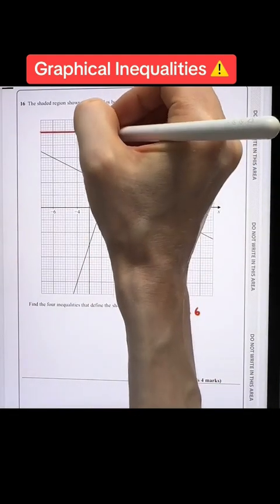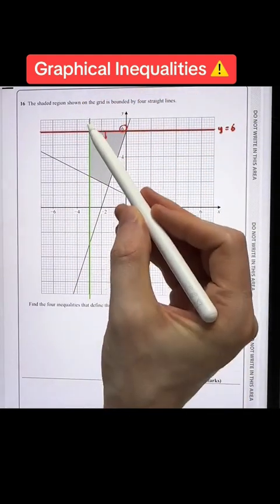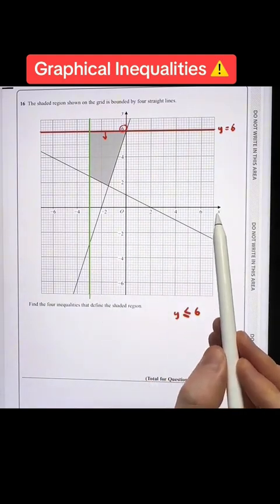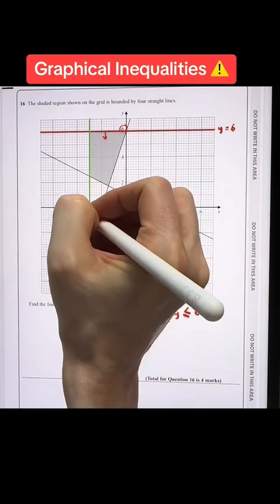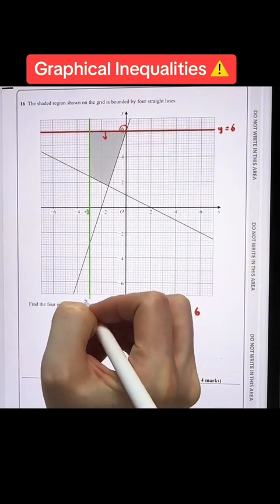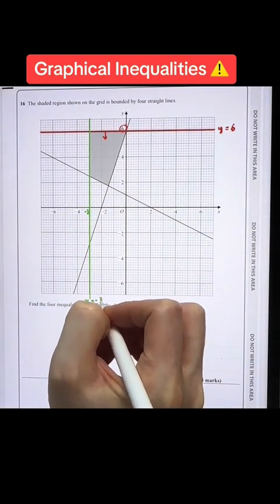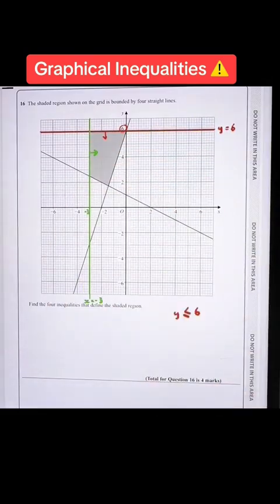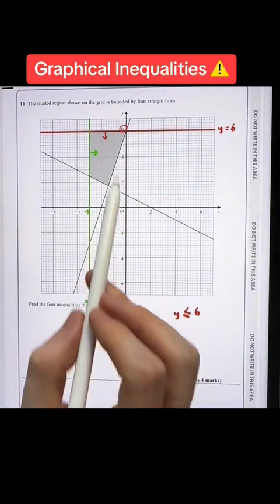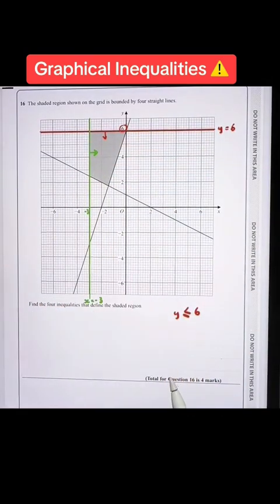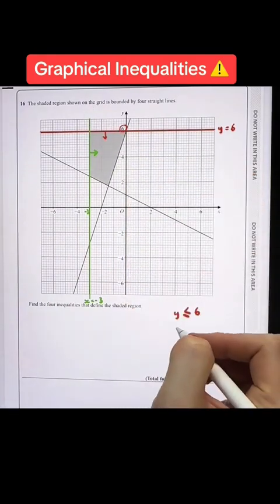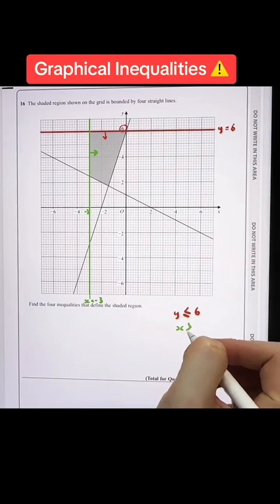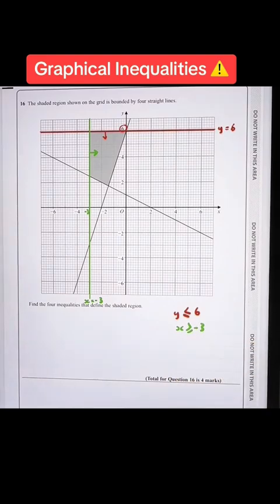Looking at my vertical line, I can see that every point on that line has an x coordinate of -3. Therefore, that line is the line x equals -3. Again, my shaded region is to the right of that line. Therefore, my x values are greater than or equal to -3, because the solid line again has the extra line underneath, so x is greater than or equal to -3.